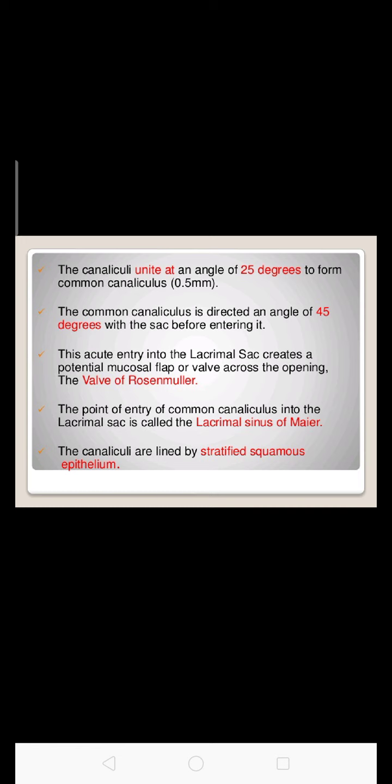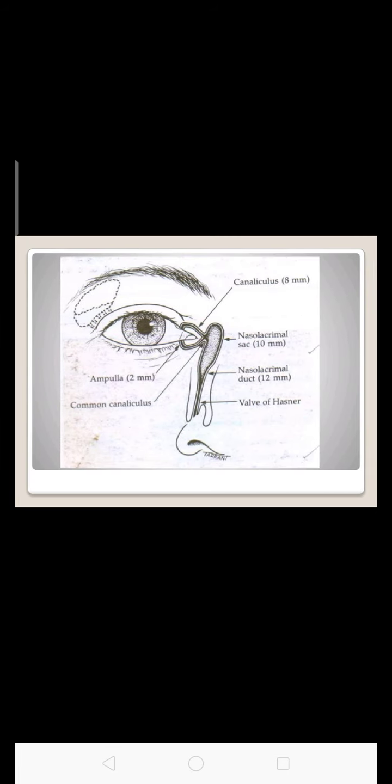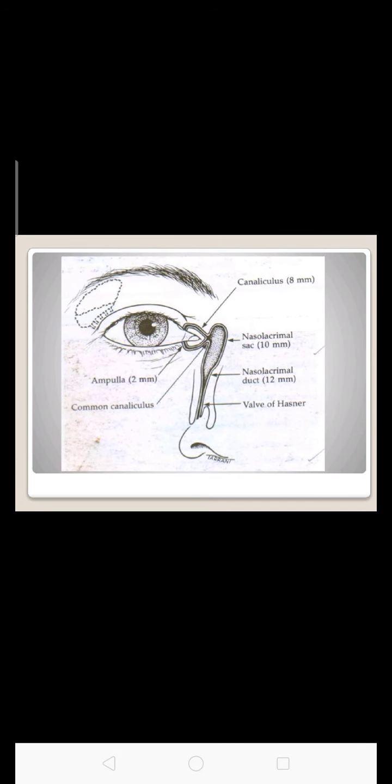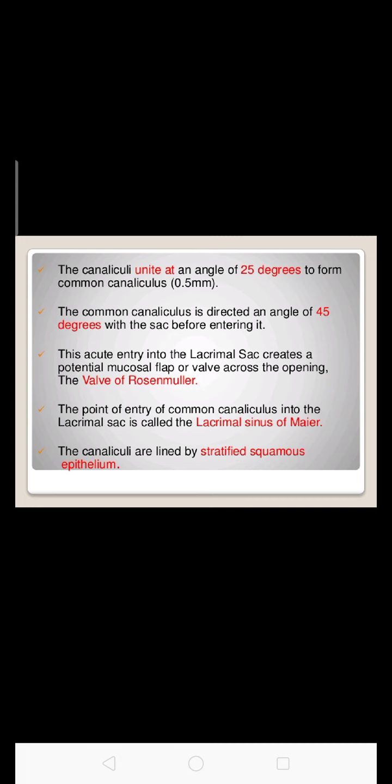The point of entry of common canaliculus into the lacrimal sac is called the lacrimal sinus of Meyer. The canaliculi are lined with stratified squamous epithelium.